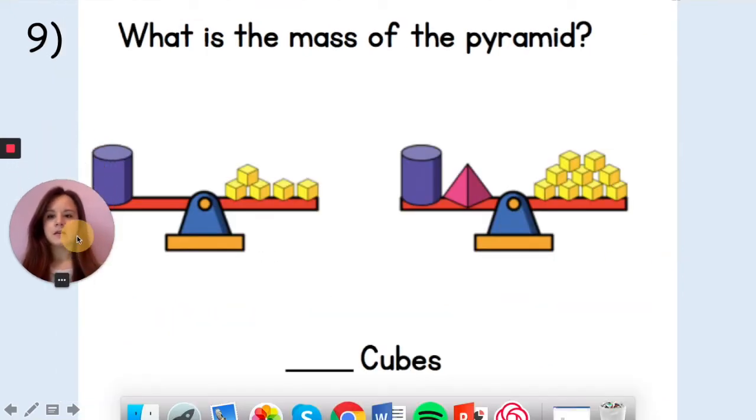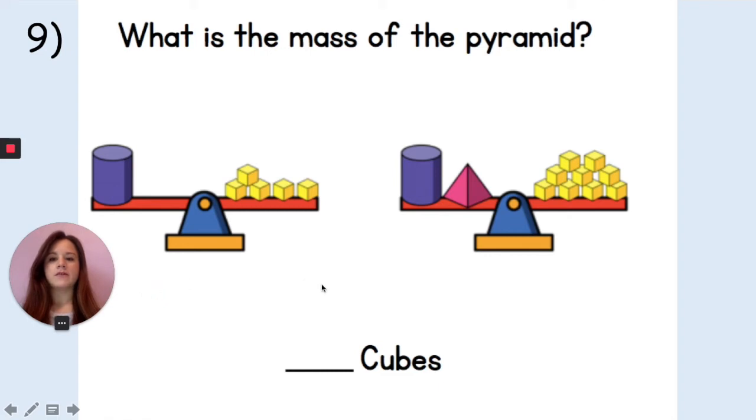Number 9. What is the mass of the pyramid? Here we have a cylinder and some cubes, and here we have a cylinder and a pyramid and some cubes. What is the mass of the pyramid? Pause the video to work this out.